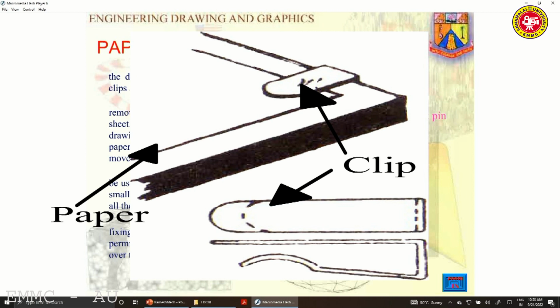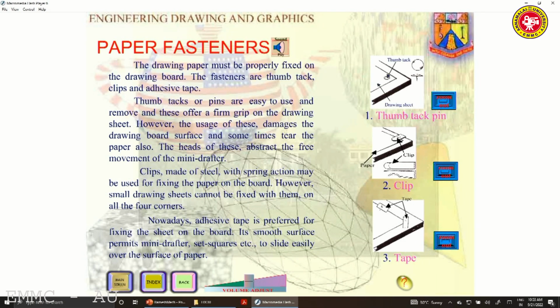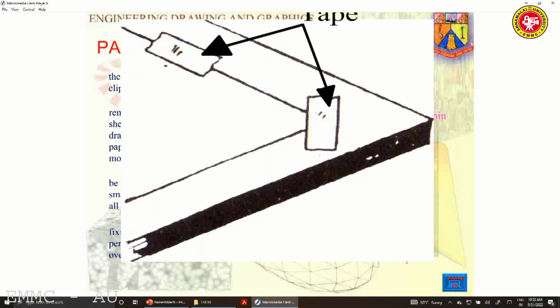So that will fasten, that is, tighten the paper and drawing board. That is the purpose of these clips. Tape is used because, suppose one end is not adaptable to placing clips, that is not possible because the paper is not at the edge of the drawing board. So at that time we use this tape, but there is a drawback.